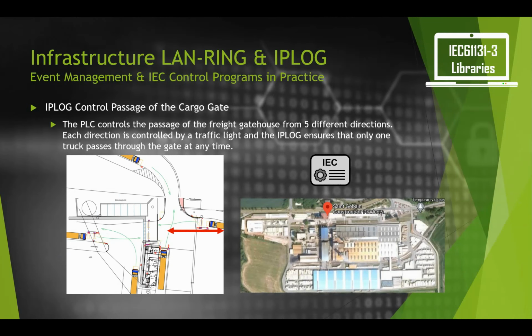And this is a similar system of controlling passage through the gatehouse from 5 different directions. Each direction is controlled by a traffic light. iPlog ensures that only one truck can pass through the gate and that no more than one truck meets in one place.